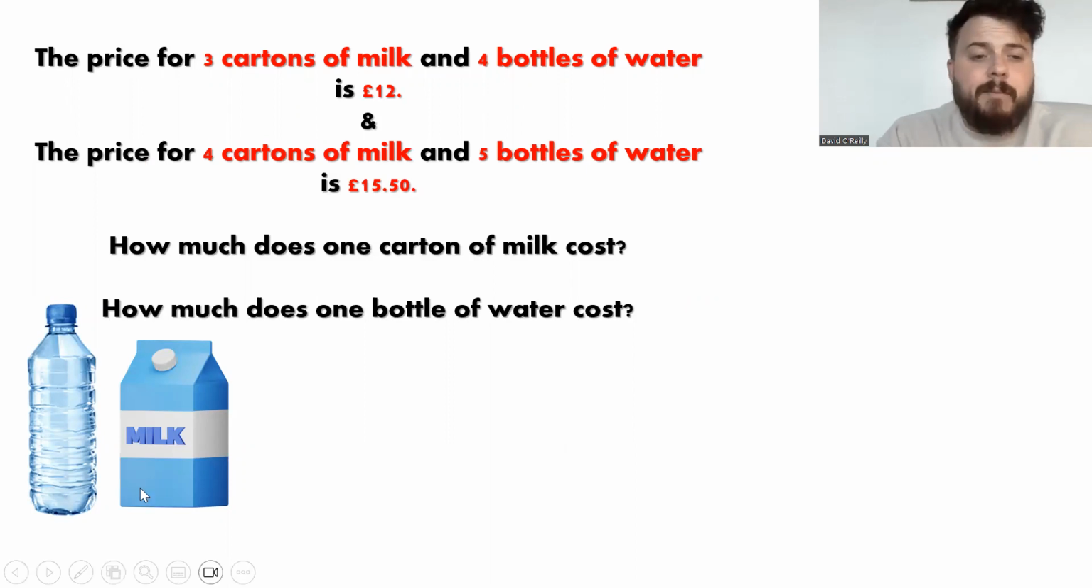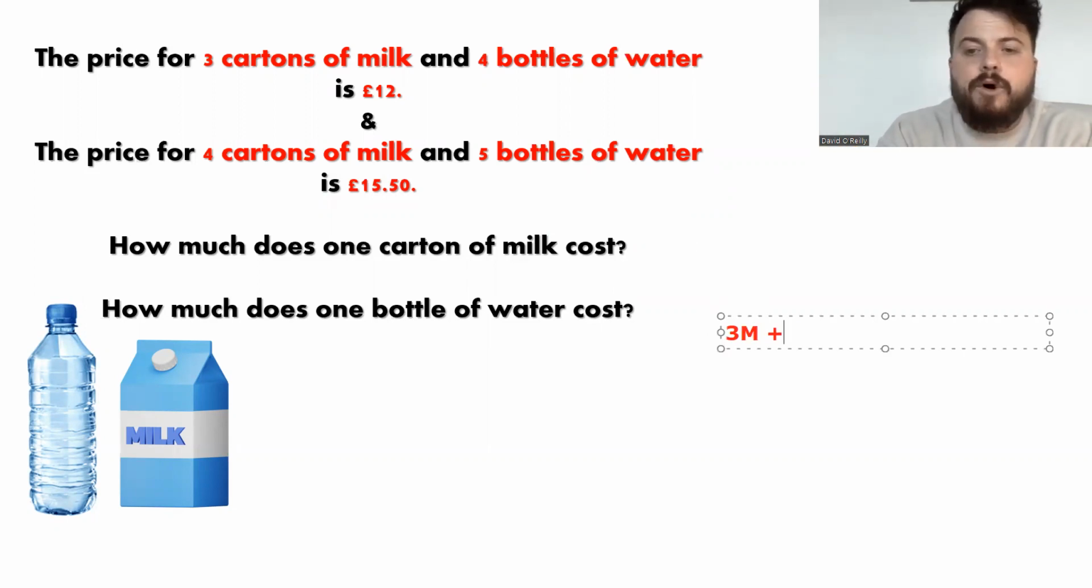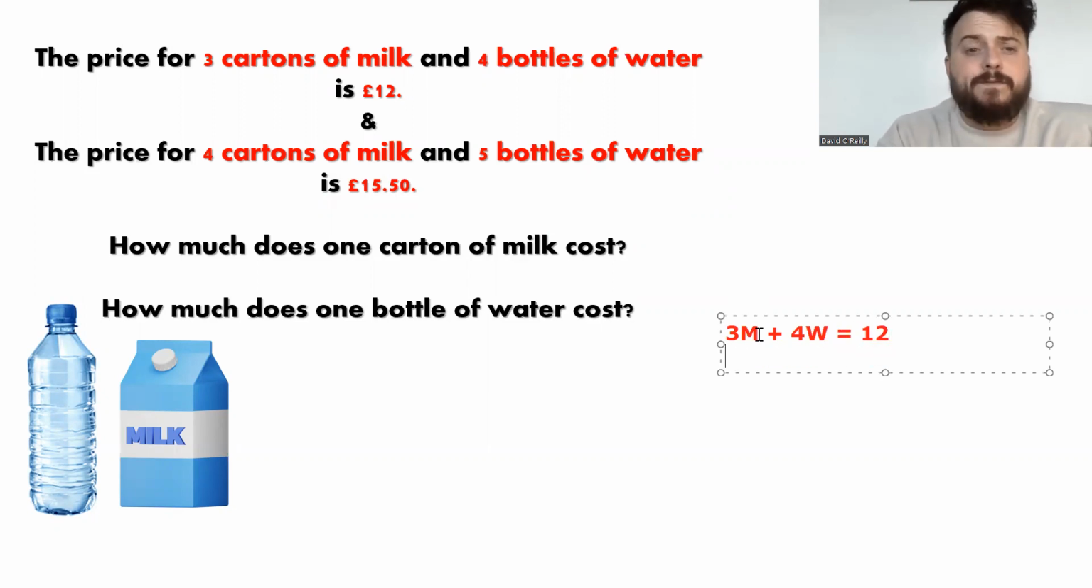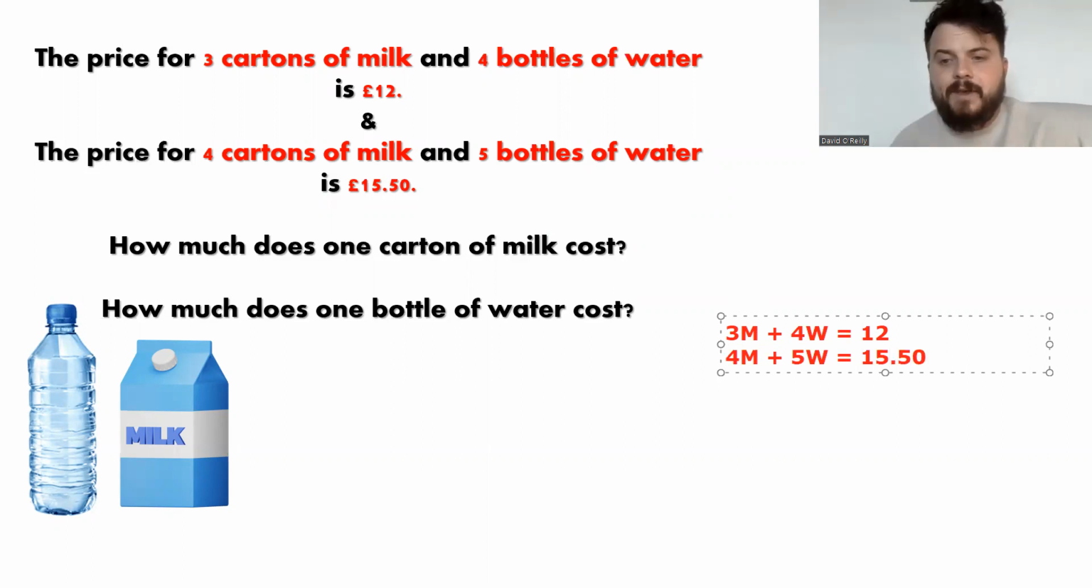Okay, step 1. I'm going to be a bit quick with this one because I think we've got a bit more understanding now, okay? So first step is to rewrite this thing using algebra. So the price for 3 cartons of milk and 4 bottles of water is £12. So I'm going to write 3M, 3 milks, yeah? Plus 4W, 4 waters, equals 12. The price for 4 cartons of milk, so 4 milks, and 5 waters equals 15.5 or £15.50.